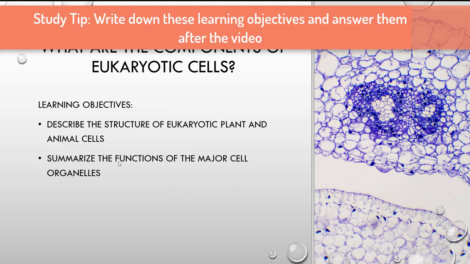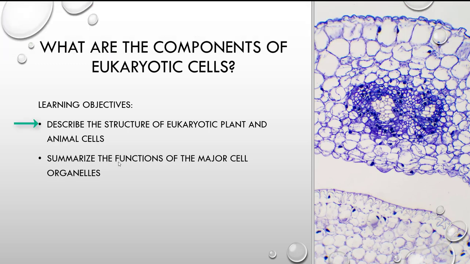So our learning objectives, by the end of this video, you should be able to describe the structure of eukaryotic plant and animal cells. So we're not really necessarily going to cover fungi or protists in detail. There are similar overlapping components, but we'll focus mainly on plants and animals. And then we'll summarize the functions of the major cell organelles.